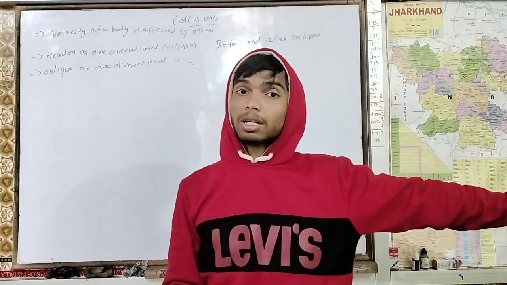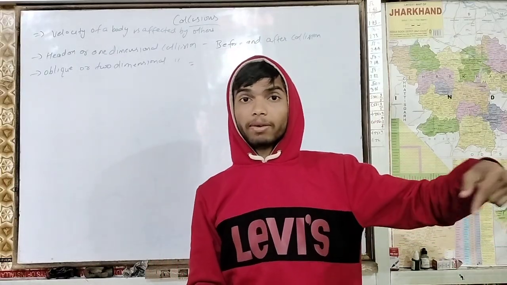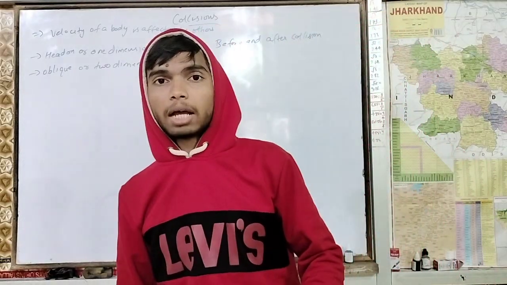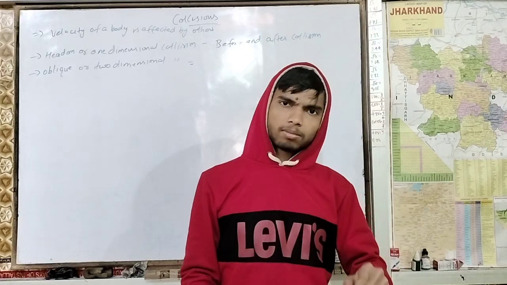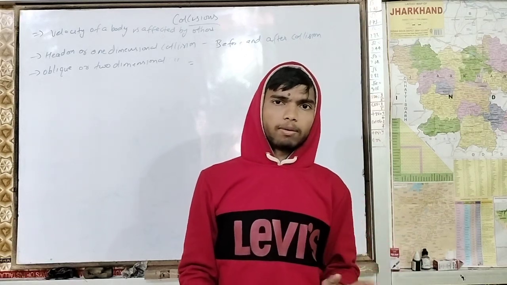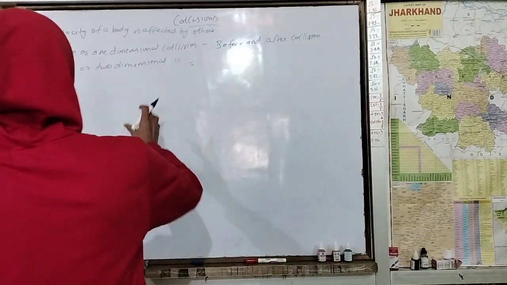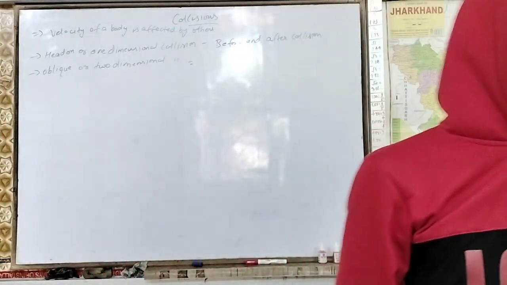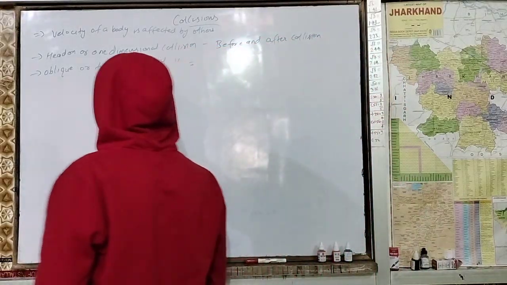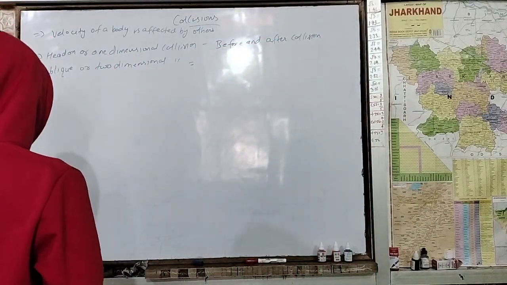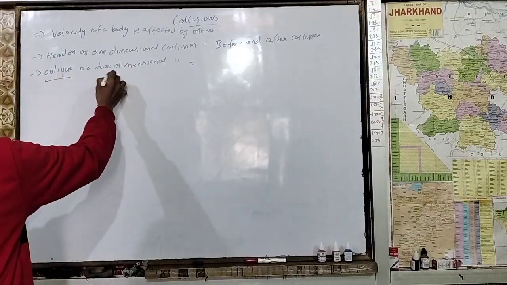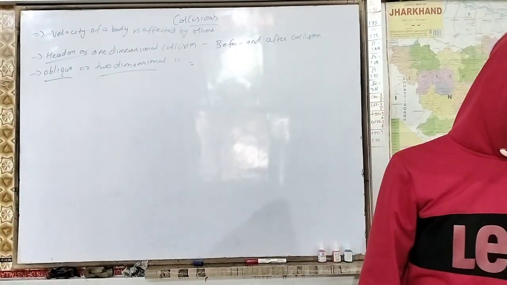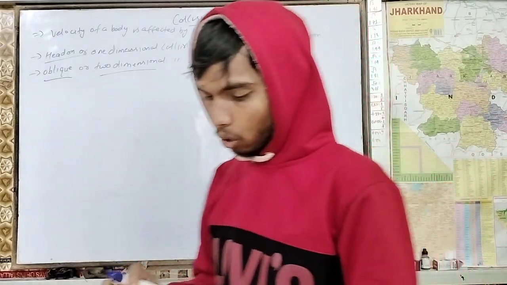It is impossible when we have two dimensions. In that case, bodies can go anywhere in the x-axis and in the y-axis. So the two bodies will not move only in a straight line after collision. Remember, oblique means two dimensional, and head-on means one dimension collision.